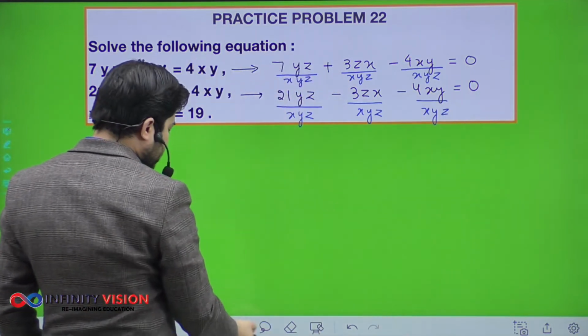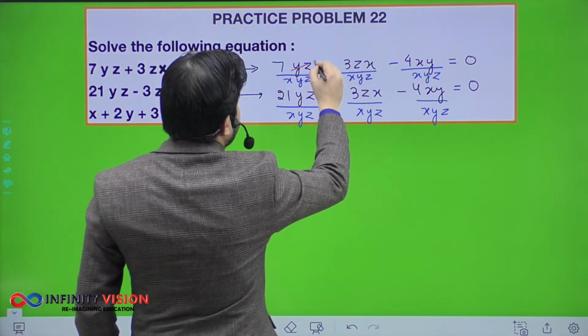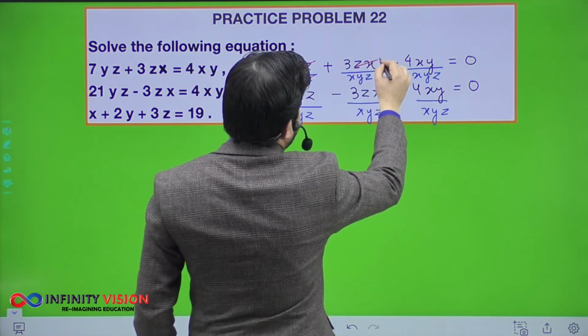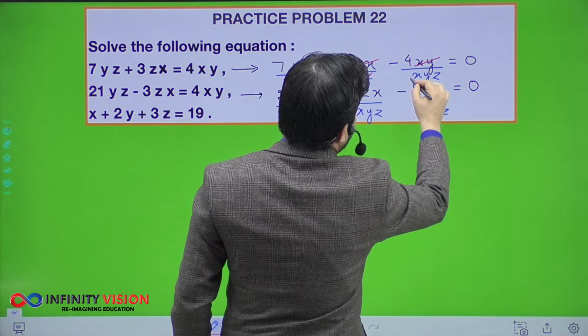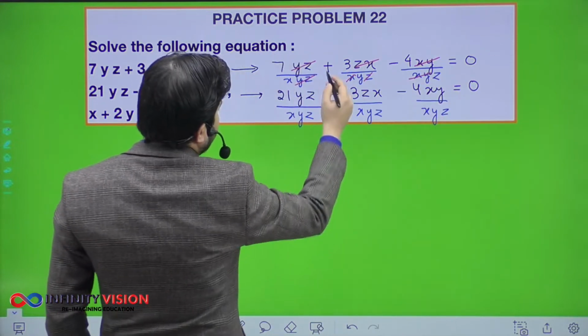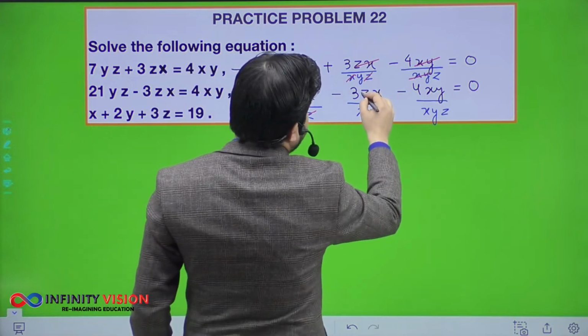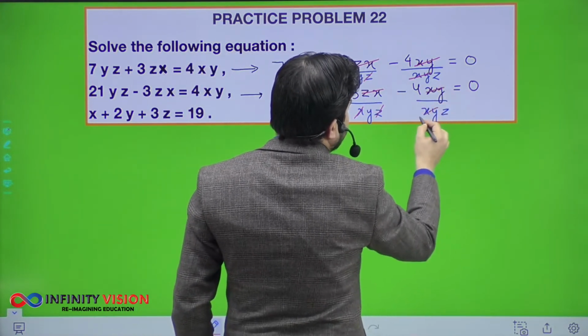Because you will notice that there would be things which could be cancelled. That is, this yz would be cancelled by this yz, this zx would be cancelled by this x and z, and this xy would be cancelled by this xy. Again, in the second equation you can cancel yz by yz, zx by xz, and xy by xy.